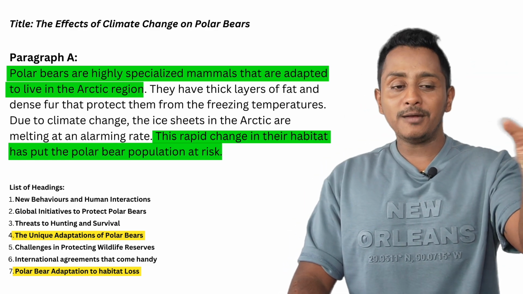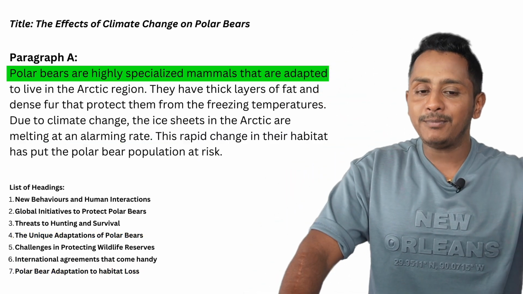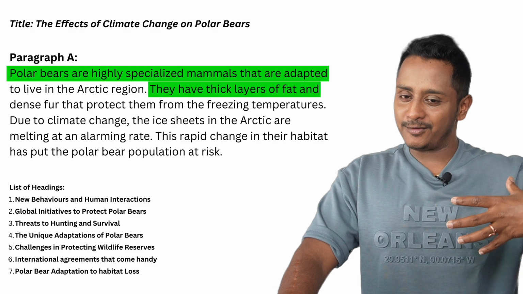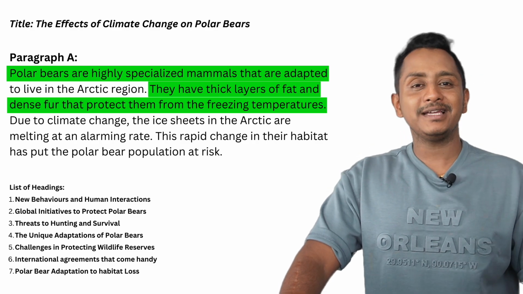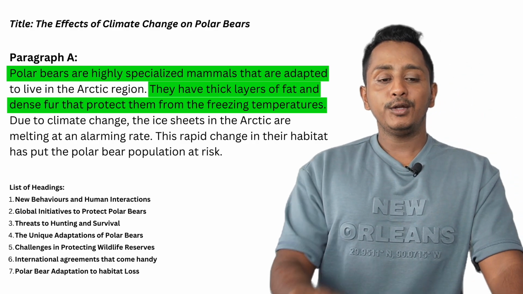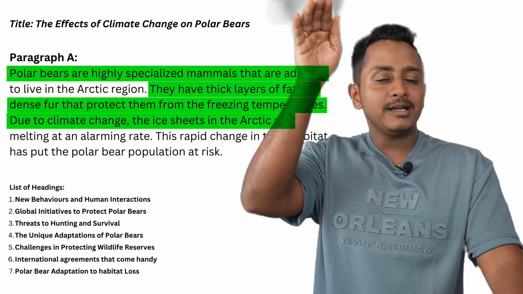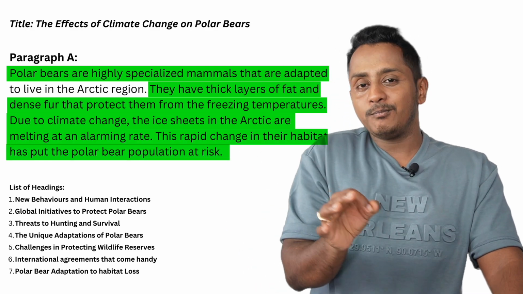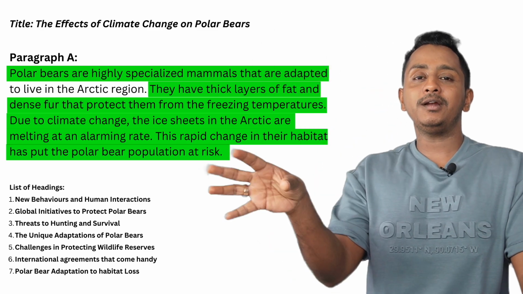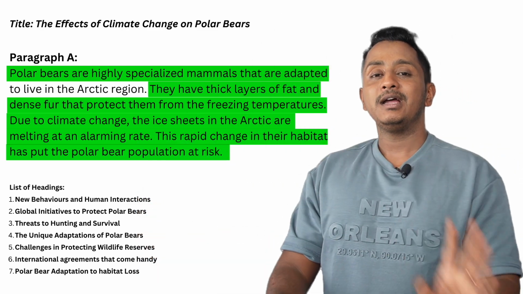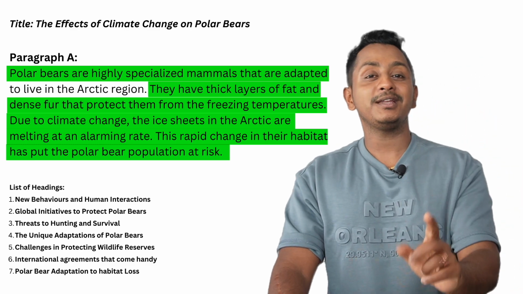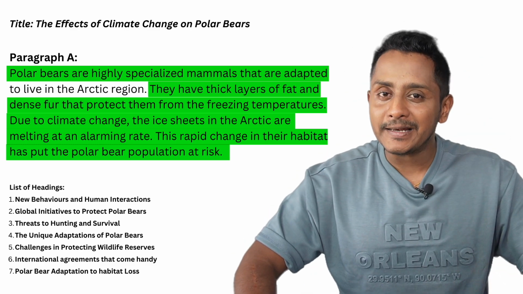What they are saying is polar bears are highly specialized mammals that are adapted to live. They have a very thick layer of fat and dense fur that protect from the freezing temperature. That is how they adapt. Due to climate change, the ice sheets in the Arctic are melting. This rapid change in their habitat put the polar bear population at risk, but how it is adapting to this habitat loss, it is not talking at all about it. So if you choose 7, it means you have a problem in reading skill.